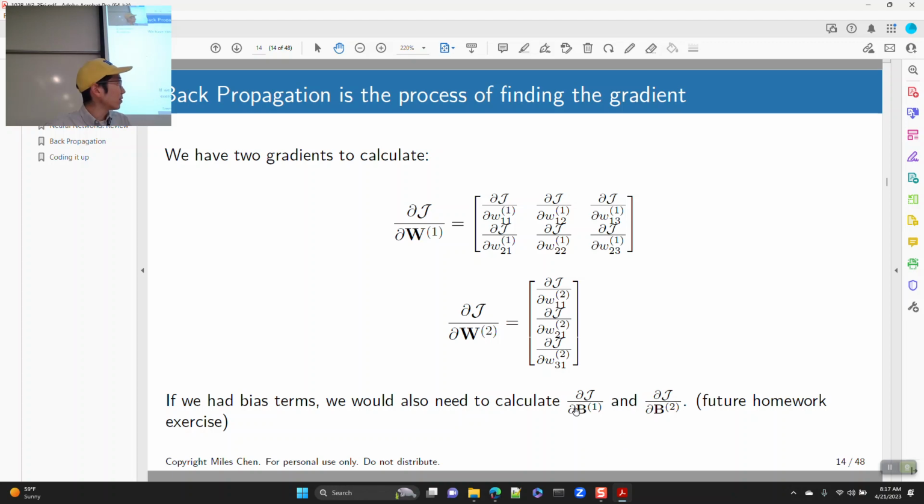And then if we have bias values gathered in a bias matrix, then you would need to figure out the gradient with respect to those bias terms, okay? And again, that's coming up in the future in your next homework assignment.